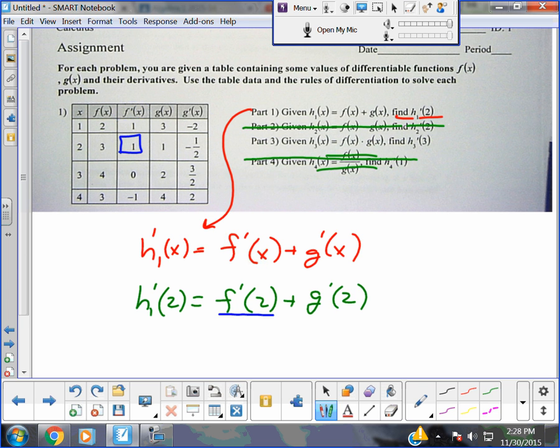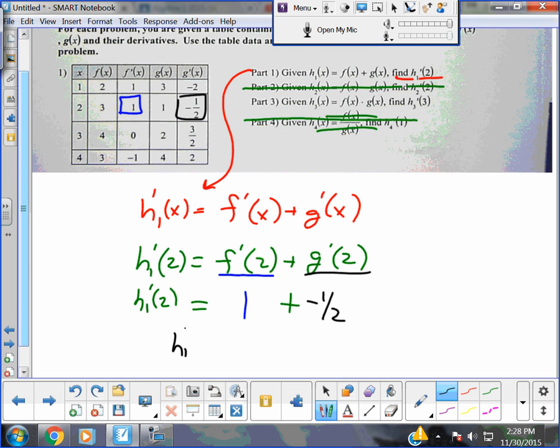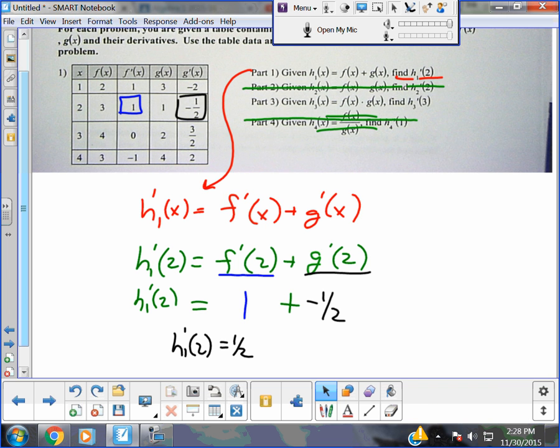Here's f prime, here's f prime of 2. I see it as 1. Now I'm going to look up, I'll do it in black, g prime of 2, which is -1/2. So my answer to part 1, just using the tables, is 1/2. Pretty straightforward for sums and differences. You don't have to think about it.